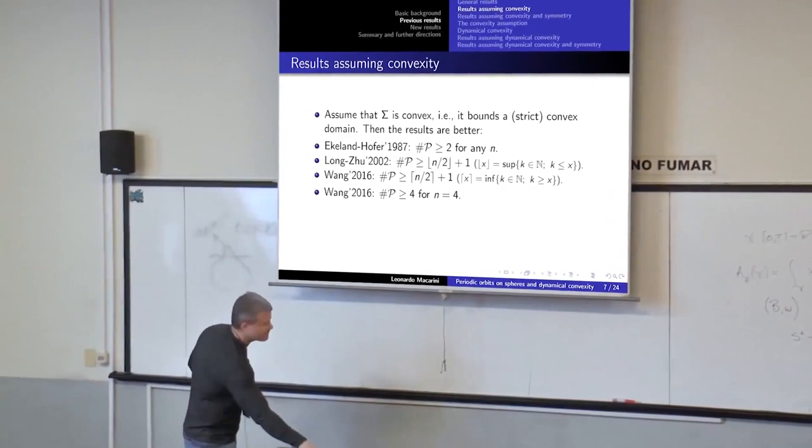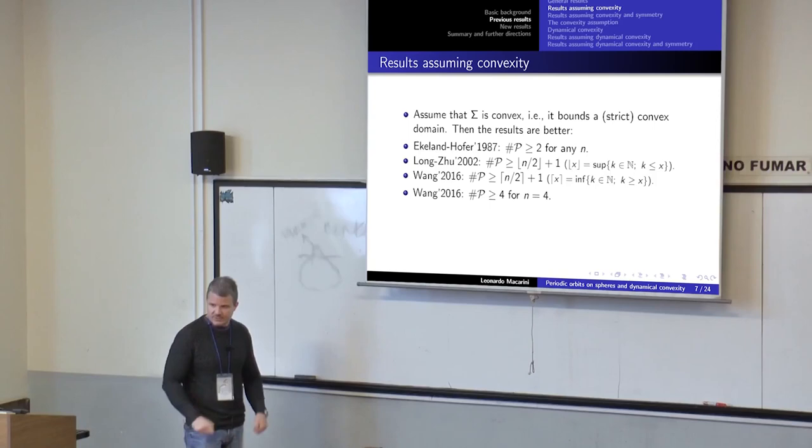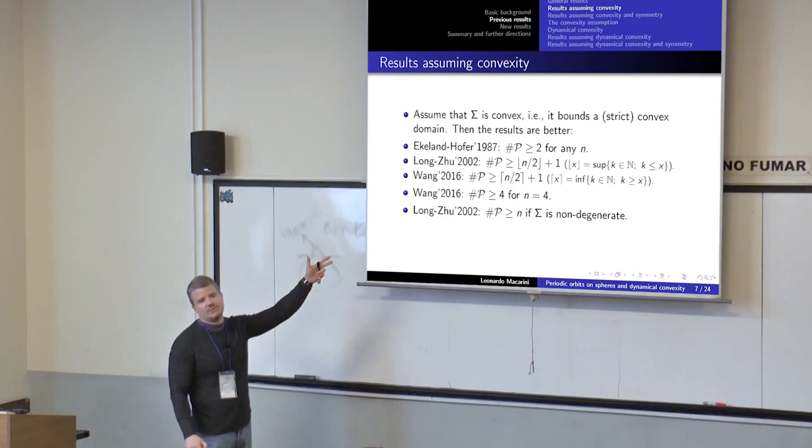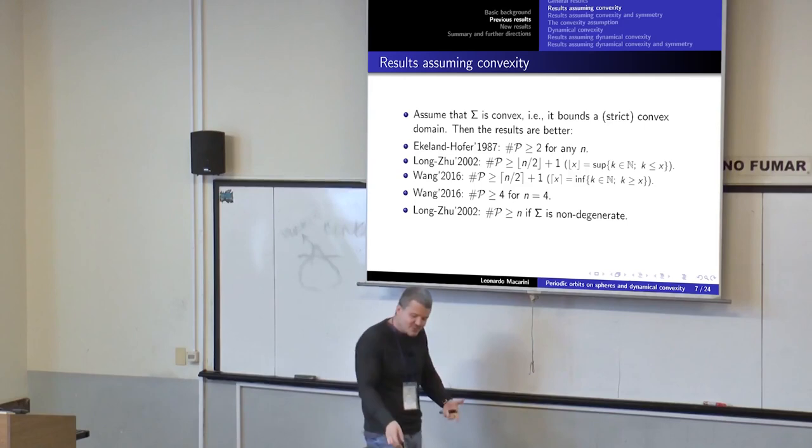But that's the point. It's the variational methods and the index of the periodic orbits. And in the non-degenerate case, in the convex case, you can show that the conjecture is true. You have at least n orbits. But in the non-degenerate case, as I said, the important case is the degenerate case. It's the hardest case.